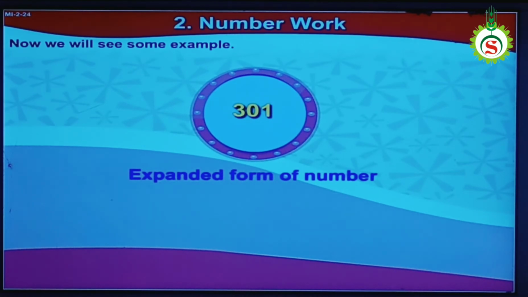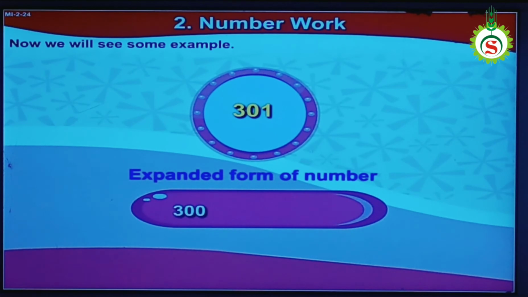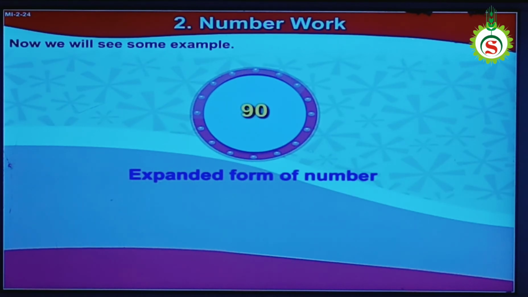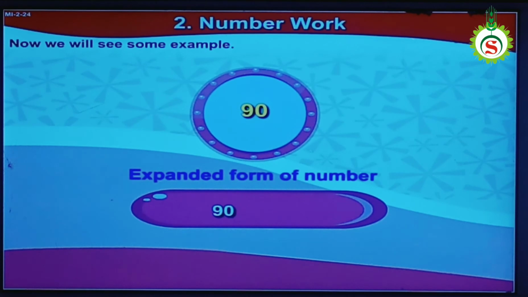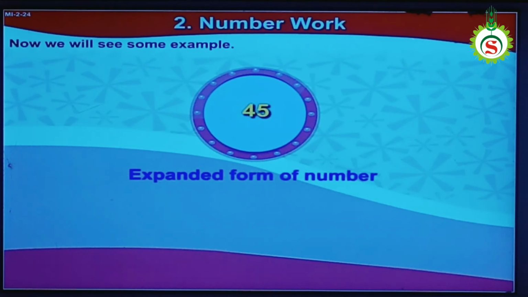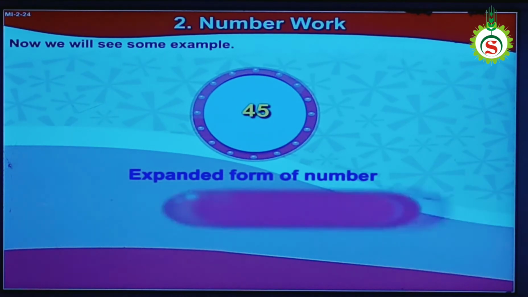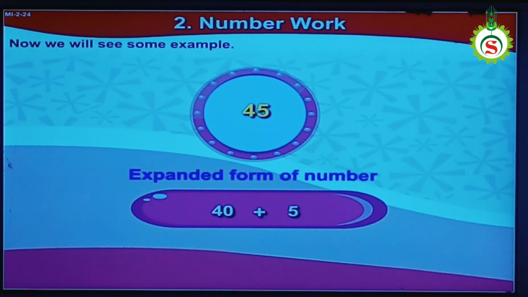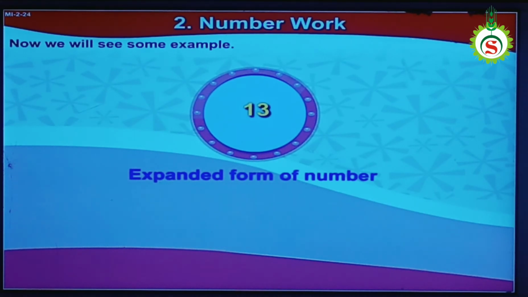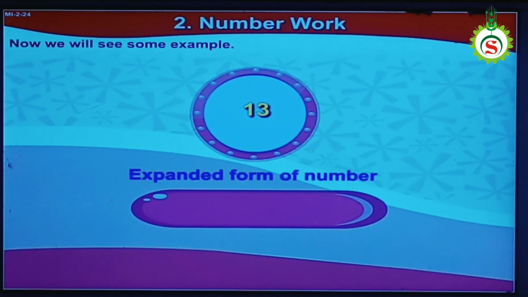301. 301 is equal to 300 plus 0 plus 1. Well, now we'll take 90. 90 is equal to 90 plus 0. Let us take 45. 45 is equal to 40 plus 5. Now in the end, let us take 13. 13 is equal to 10 plus 3.